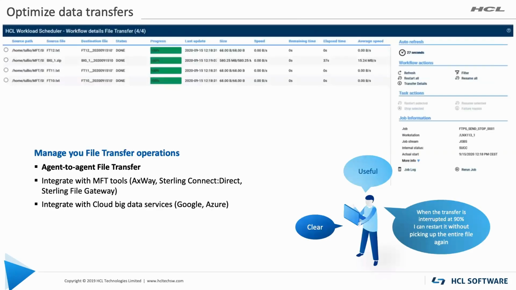Let's talk in a little more detail about the optimization of data transfer. In particular, we're going to add the agent-to-agent file transfer. The view that you see here on the slide is already available for the file transfer plugin, the one that is based on FTP protocols. You can see that there is lots of detailed information on the file transfers and lots of new capabilities that have been added to the file transfer plugin. The same capabilities will be available also for the agent-to-agent file transfer.